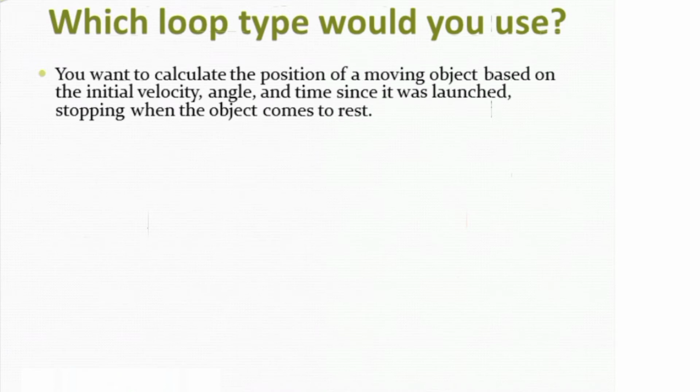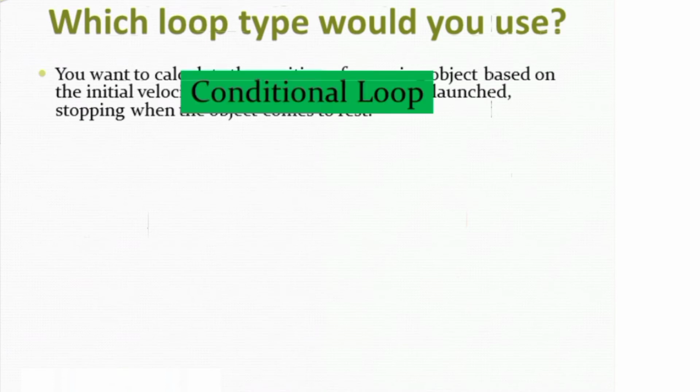You want to calculate the position of a moving object based on its initial velocity, its angle, and the time since it was launched, stopping when the object comes to rest. Okay, so what can we tell about this situation? We have an object moving. We know its initial velocity, its initial angle. We know how long it was since it was launched. We want to stop performing this computation, basically updating its position, when the object comes to rest. Well, we don't really know when it's going to come to rest. We know it will come to rest at some point. So for this situation, we would want to use a conditional loop because we don't know exactly that end point.